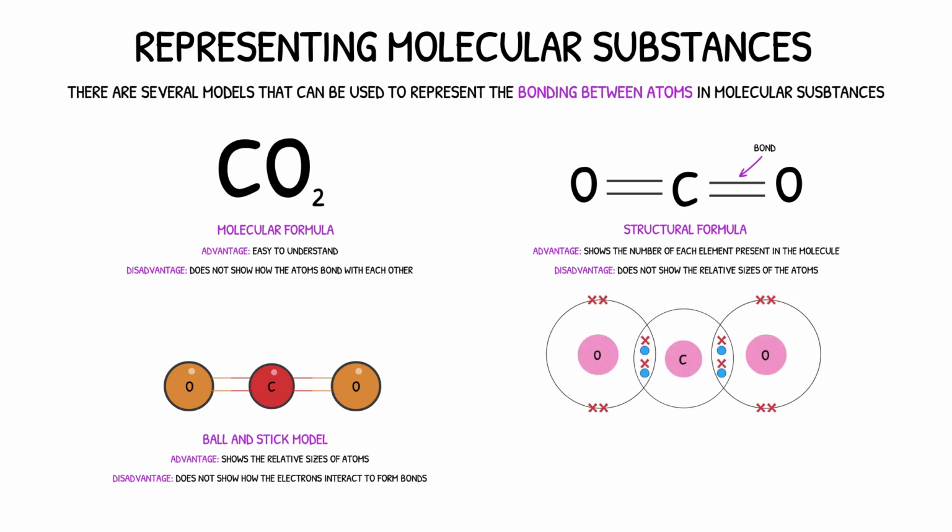And finally, we have the dot and cross diagram, which gives a visual representation of the sharing or transfer of electrons between atoms. An advantage of this model is that it shows what happens to electrons when bonds are formed. A disadvantage is that the model suggests atoms have different electrons, when they are in fact all the same.